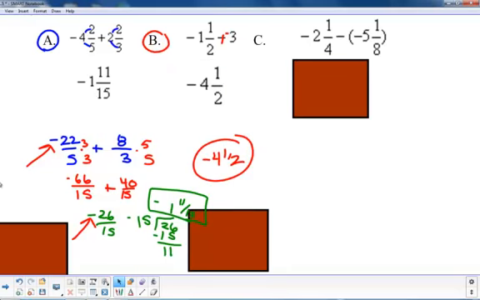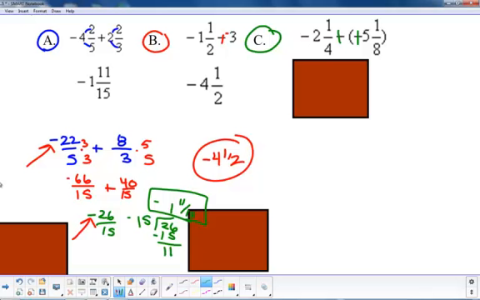And the last one, go ahead and hit pause and try it. Anytime you have minus and negative, it's called the slash and dash method. You make it plus, and you change the sign of the thing behind it. So it's really plus a positive. So negative 2.25 plus 5 1/8. I'm going to do this one a little different than letter A. You can totally do that.